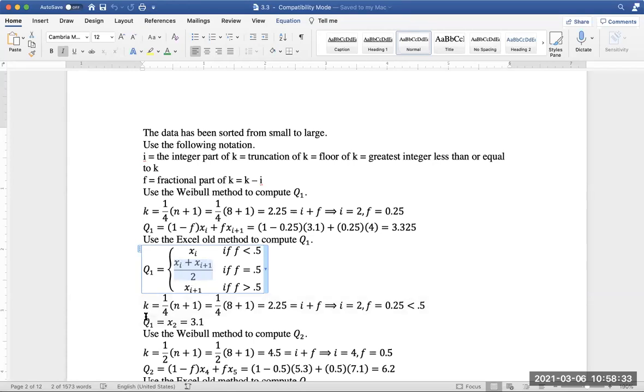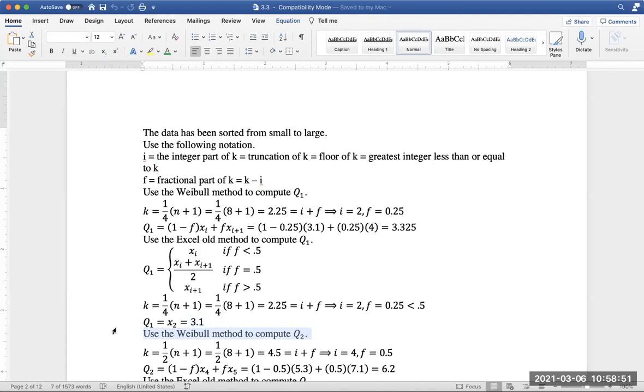So let's do this. k is 2.25, which you round to 2. The nearest integer is 2. So we'll take the number in the second position, which is 3.1.